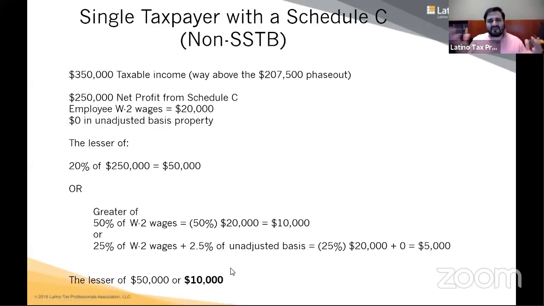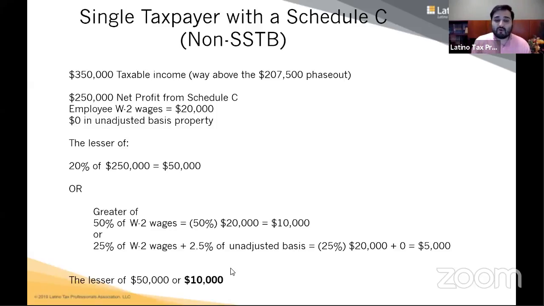You first take the greater of two calculations, and you get that number, and then you take the lesser of another calculation. But hopefully, this gives you some example. Her deduction is $10,000. So even though she has an income that's way above the threshold because she's not a specified service trade or business, she may still qualify for a deduction depending on the amount of employees she has.